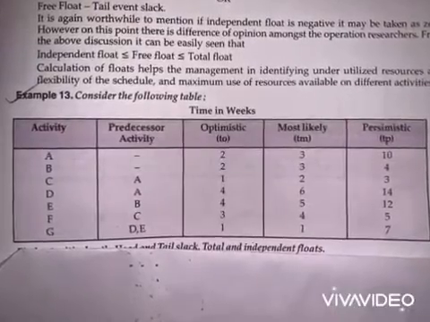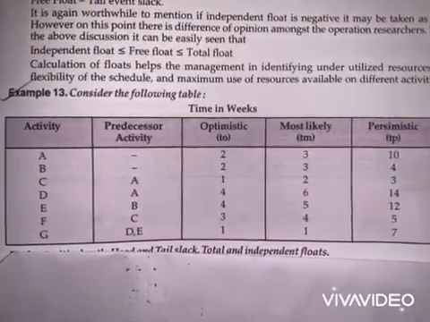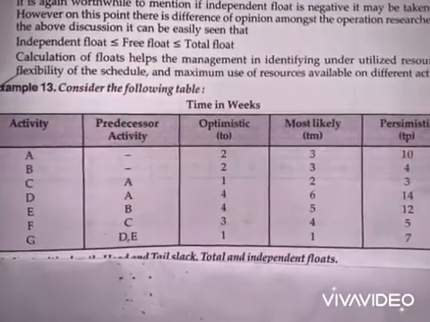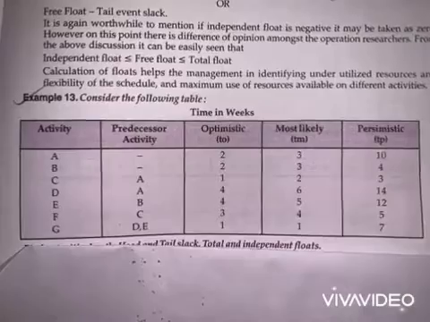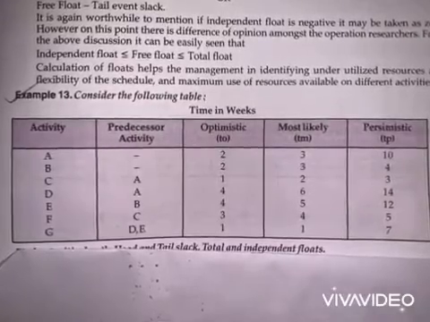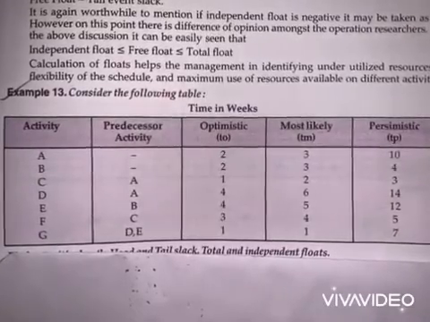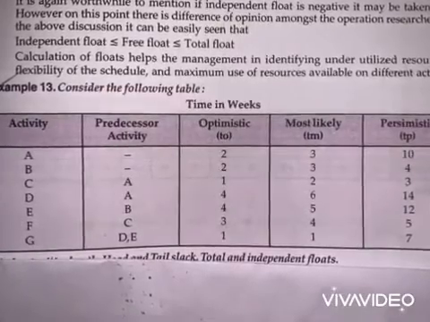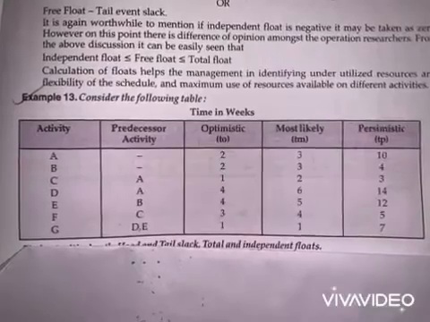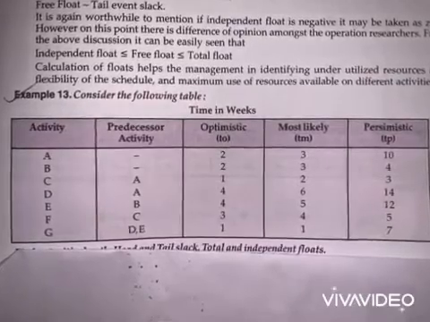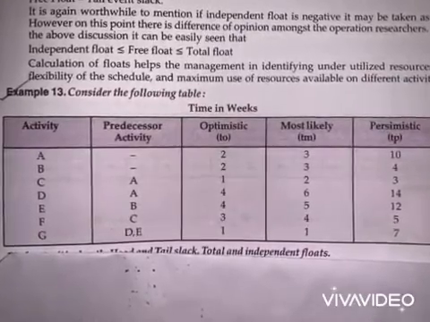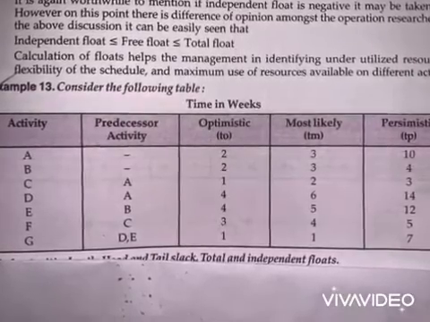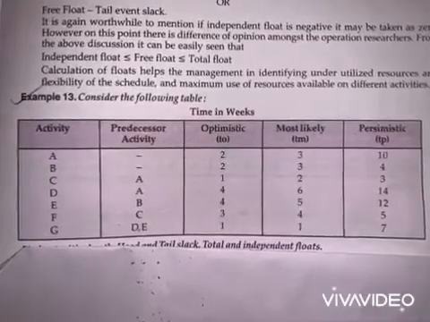Now, if you see in the question, three types of timings are given: optimistic, most likely, pessimistic. But to find out the critical path, we have to find out expected time. So, first understand what is optimistic time. It is the minimum time an activity is expected to take if good luck prevails and everything goes right in the first instance, and the chances are very less.